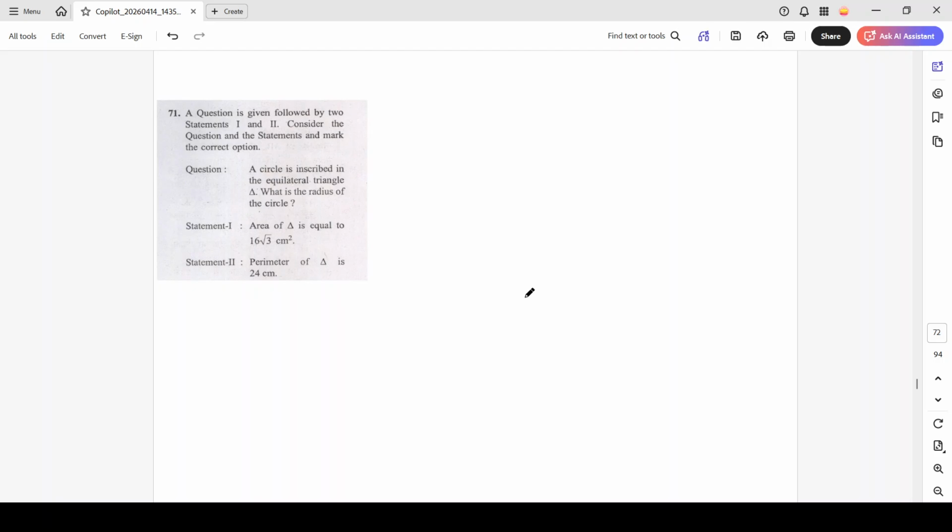Question 71. So these are statement-based questions. If a question is given followed by two statements, 1 and 2, consider the question and statements and mark the correct option. What this question is saying: a circle is inscribed in an equilateral triangle. There is an equilateral triangle and a circle is inscribed in it. Suppose it has this center. What is the radius of the circle? This is asking for the radius. So what is the radius of a circle inscribed in an equilateral triangle? This is basically a by 2 root 3.